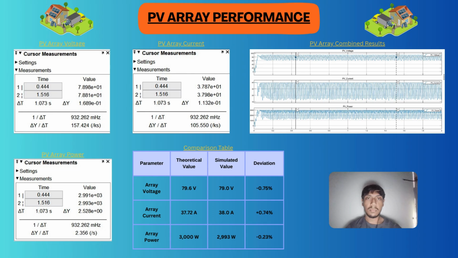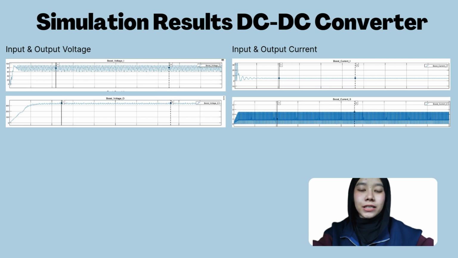Finally, this close match between the predicted and calculated values shows that our design is performing as expected. The input voltage stays around 78 to 80 volt, very close to the theoretical 79.6 volt, showing that the MPPT keeps the PV array near its optimal point.